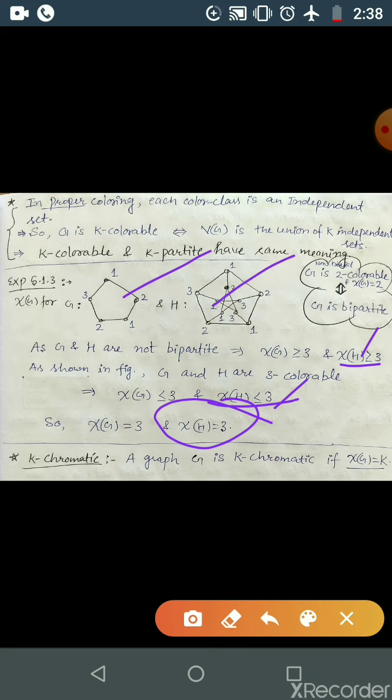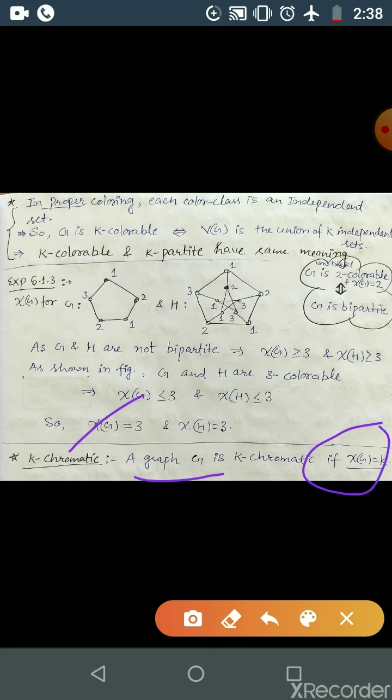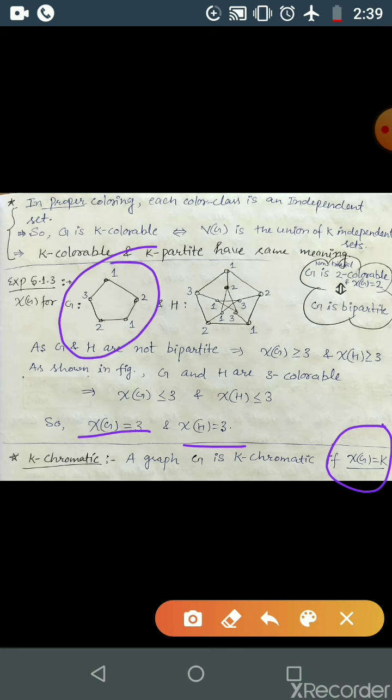So for both C5 as well as the Petersen graph, the chromatic number is 3, okay? And we also use the term k-chromatic. A graph is k-chromatic if its chromatic number, that is χ(G), is k. So when χ(G) is k, then you say this is k-chromatic. In this case we got 3. So C5 is 3 chromatic and the Petersen graph is also 3 chromatic because the chromatic number is 3.